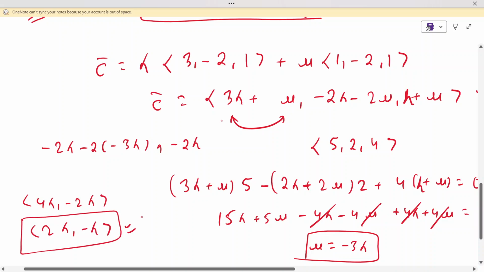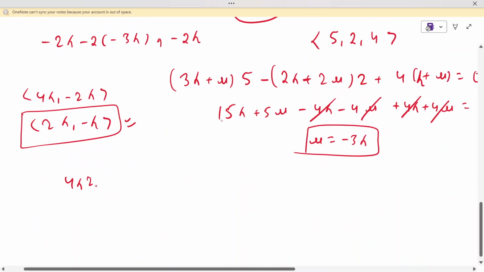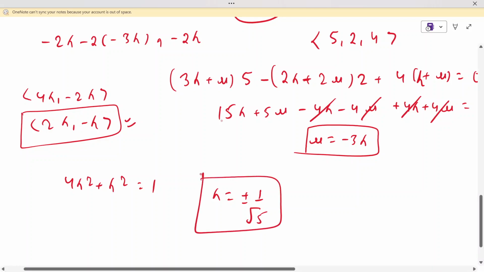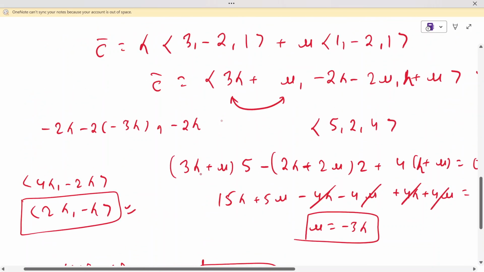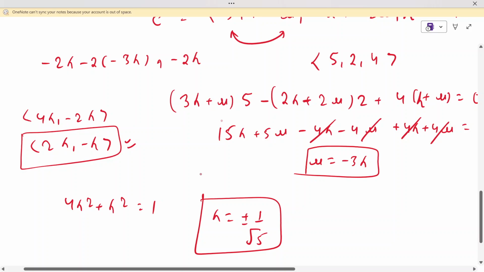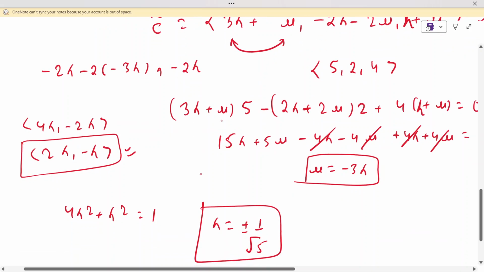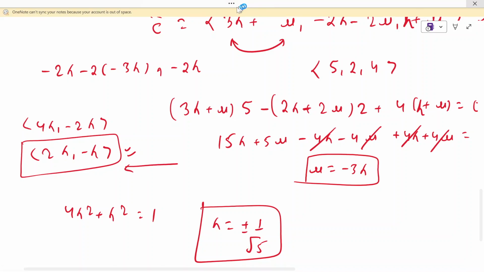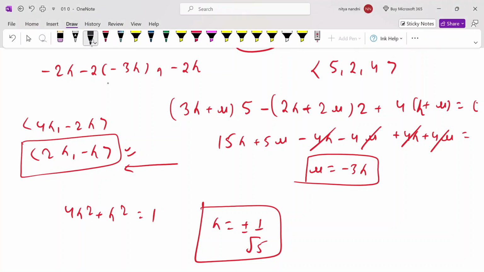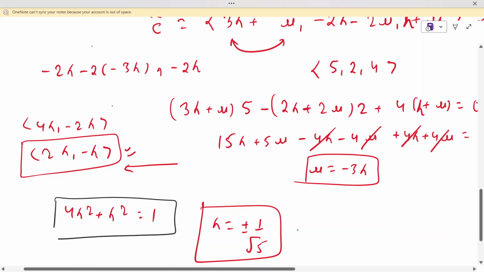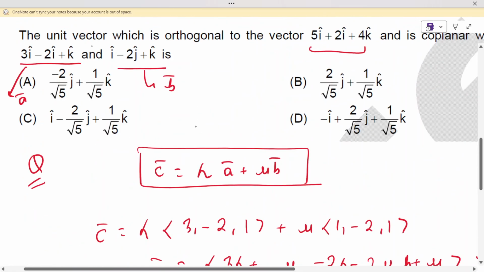This form, and it is a unit vector. So what I will write: 4 lambda square plus lambda square should be equal to 1, so lambda is equal to plus minus 1 by root 5. Clear? Since the vector is of the form 2 lambda comma minus lambda, I can directly use this form after that, isn't it?